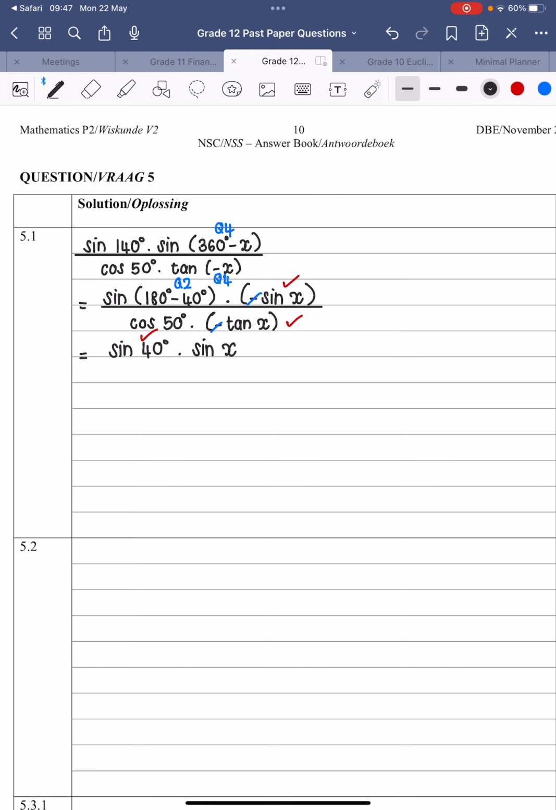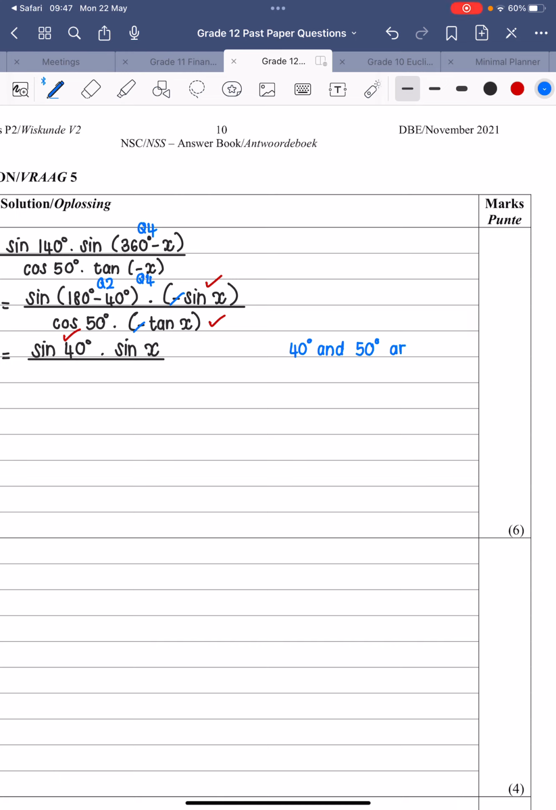And now, if we're looking at the bottom here, cos 50, and at the top we also have a sine 40. Neither of those 2 angles are special angles, so I can't get rid of those by using my special triangles. But guys, is there some kind of relationship between 40 and 50? If I add them together, I will get 90. So 40 degrees and 50 degrees are what we call co-ratios. Complementary ratios, because when I add them together, I will get 90 degrees.